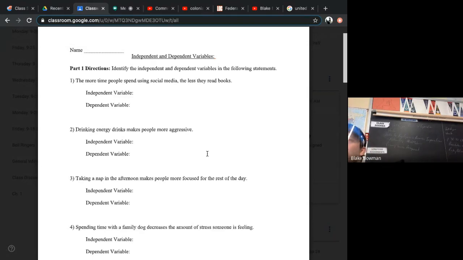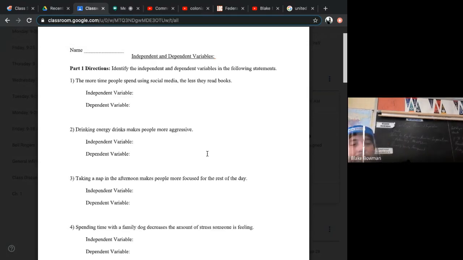And then dependent variable. Number of books they read. Yep. Number of books they read. Good job. All right, so you guys got that? Time spent on social media. Dependent variable, the measurable outcome, is number of books read. All right, good. Number two, drinking energy drinks makes people more aggressive.